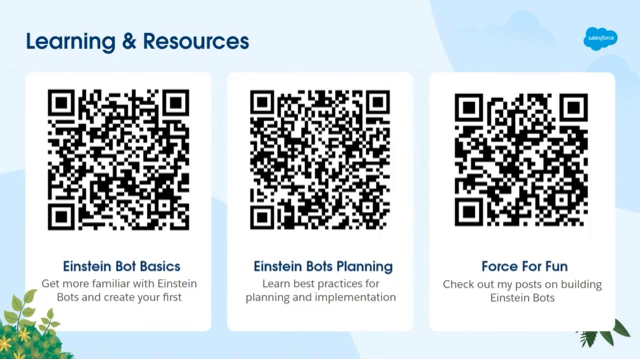Speaking of getting started, you guys have already started scanning the QR codes above. Those first two are actually in the incorrect order. Start with Einstein Bots Planning. It's a great trail in Trailhead, gets you started with the ideas for how you use your Einstein bot. Once you're done there, head over to Einstein Bot Basics, and you'll be well on your path to creating really cool Einstein bots. And our last QR code is Force for Fun.